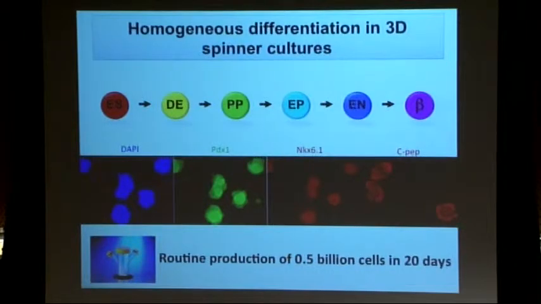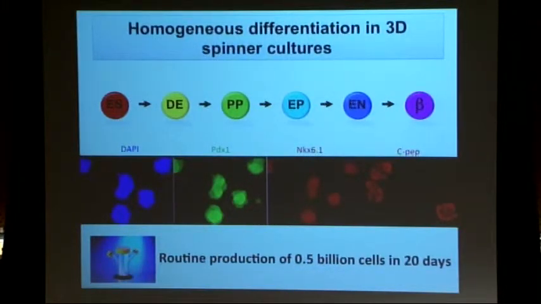The second thing that's been an advance is that by performing these differentiations in these so-called spinner cultures, or in 3 dimensions, we're able to get surprisingly homogeneous differentiation. If you look at the green cells there, they're being stained with a transcription factor called pancreatic duodenal homeobox number 1. That transcription factor is expressed only in the cells that make the pancreas.